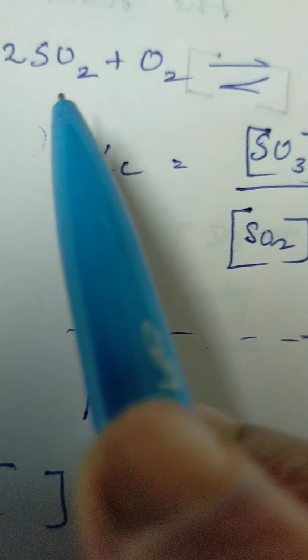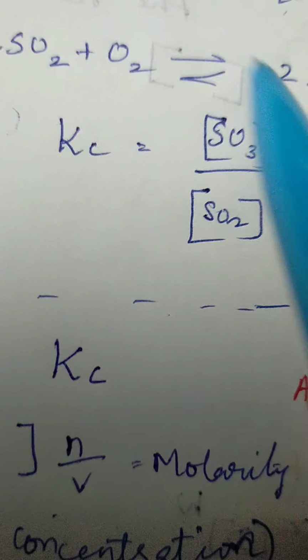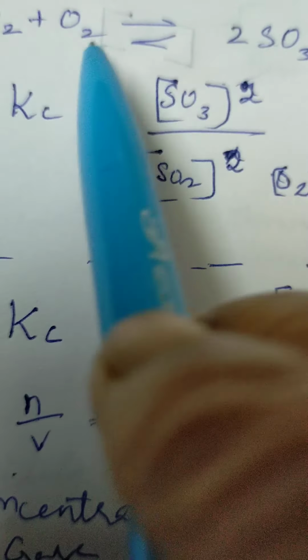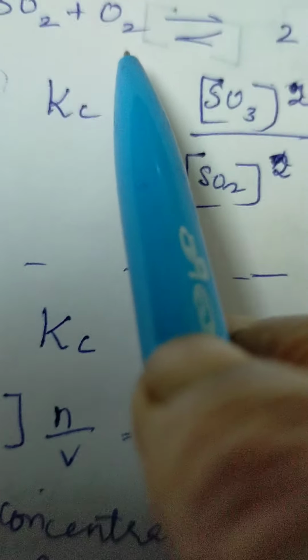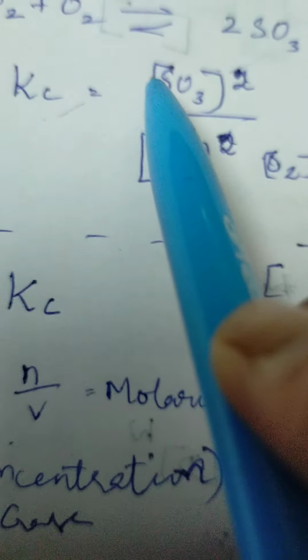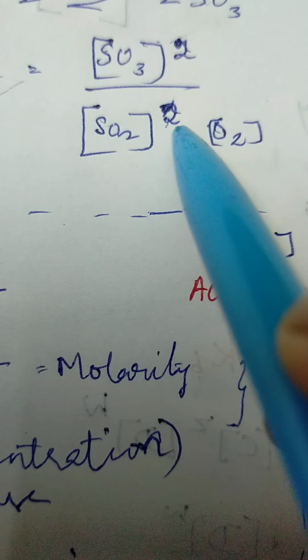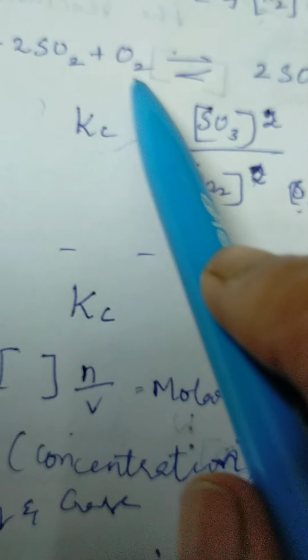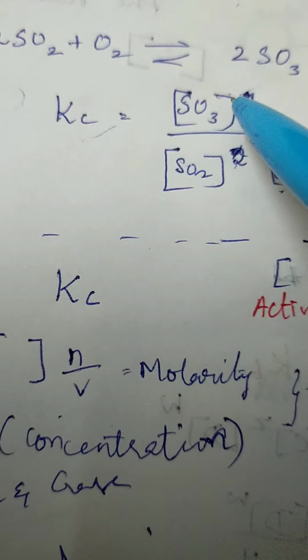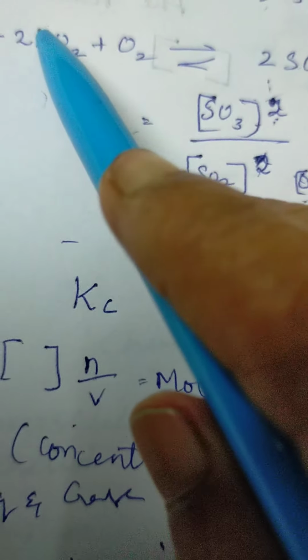Next equation, SO2 plus O2 gives SO3. Balance it: 2 SO2 plus O2 gives 2 SO3. So what is the equilibrium concentration expression of this reaction? SO3 squared divided by SO2 squared and O2, because the coefficient of SO3 is 2 and the coefficient of SO2 is 2.